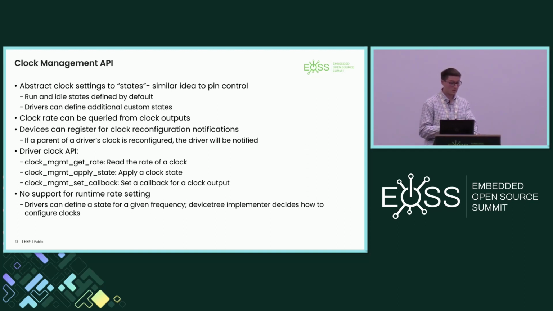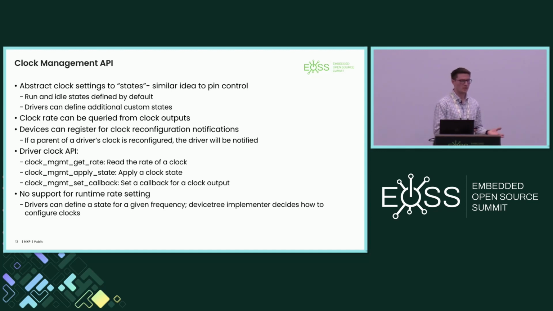Now the API itself that consumers actually see access to, not the clock nodes, but the consumers themselves, is these three APIs. So apply state is kind of analogous to pin control, where you apply a given clock state, set callback registers a callback, get rate gets your rate and frequency. One thing that's worth noting here that I'm open to feedback if we want to try and find a way to support this, but there's no support for explicit runtime rate setting with this.